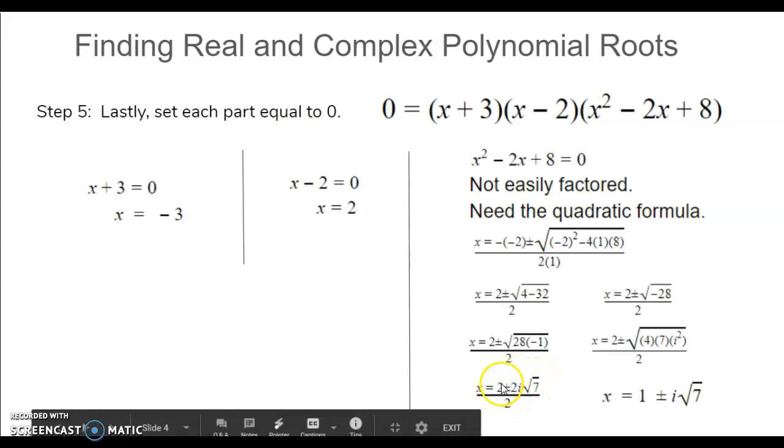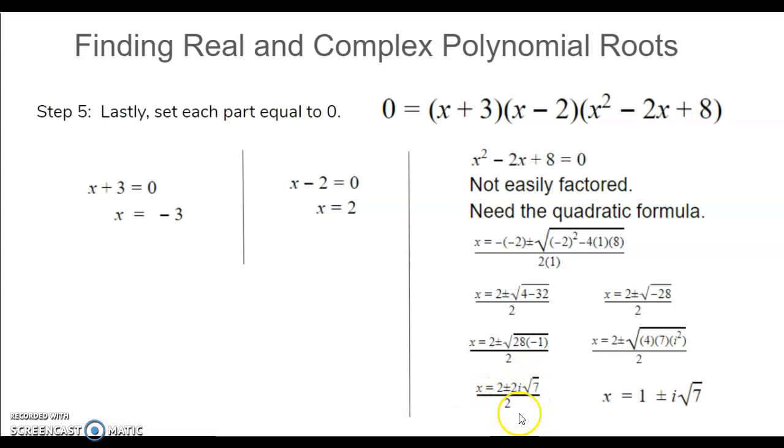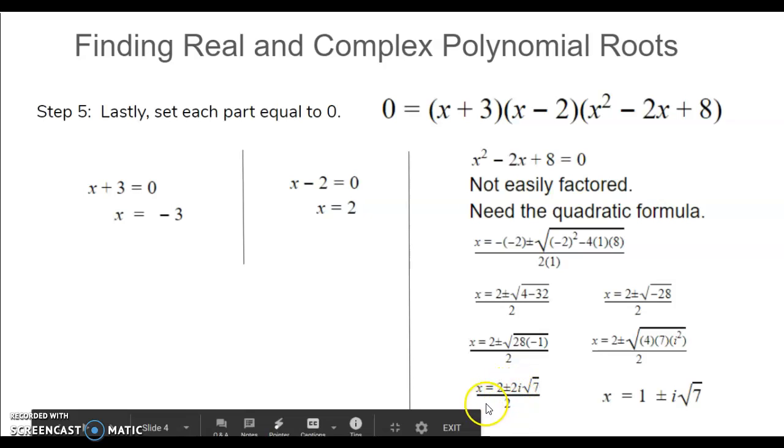So now I'm at 2 plus or minus 2i times the square root of 7, all over 2. If you notice, there's an awful lot of 2's going on here, so I can divide all that out. 2 divided by 2 is 1. Plus or minus, here's another 2 divided by 2, which is 1. You don't have to write the 1 when you're next to the i here. And then I square root 7.